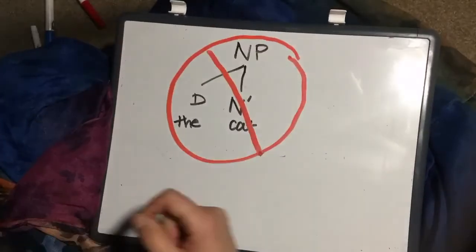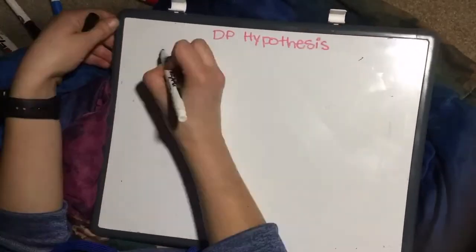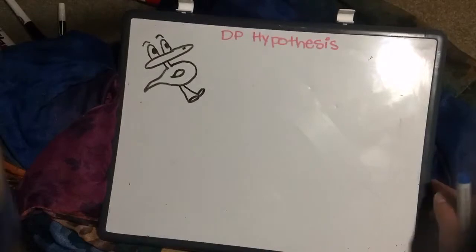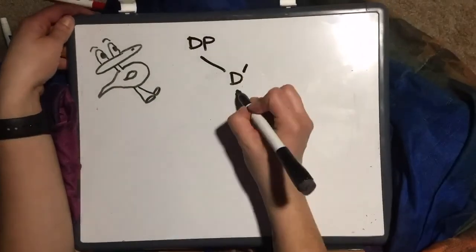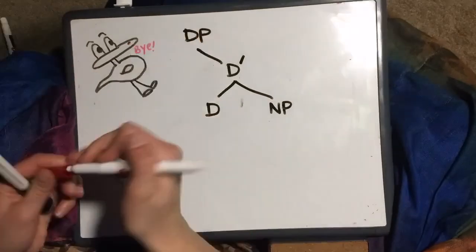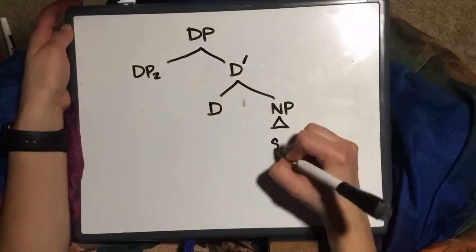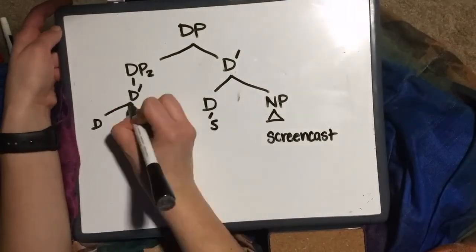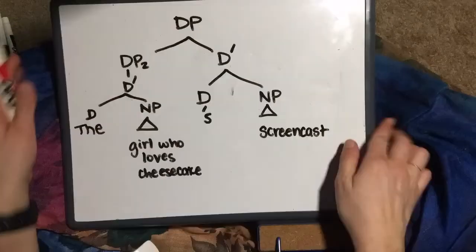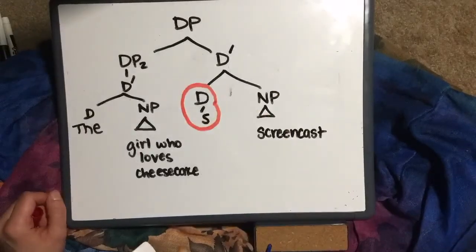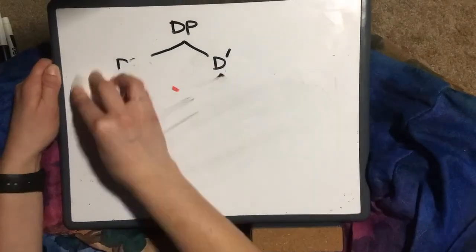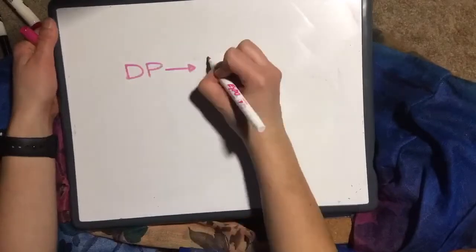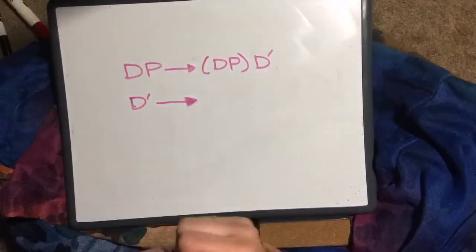So believe it or not, this evidence shows that the determiner is actually part of its own phrase. The DP hypothesis states that the determiner is the head of its own phrase and the noun phrase is actually the daughter of a D-bar. So let's look at the phrase that we just went over, the girl who loves cheesecake's screencast. You'll see that DP branches to D-bar, which includes the determiner as genitive and the noun phrase that modifies it. Also notice that a second DP modifies the D-bar and includes the girl who loves cheesecake. And the new set of X-bar rules is born.